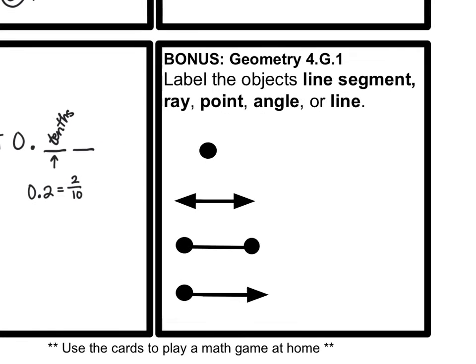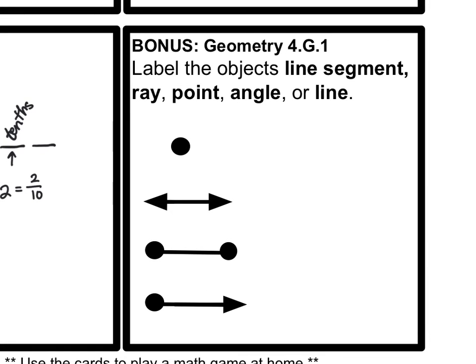All right, last but not least, we have some geometry for today. So I see that we either have a line segment, a ray, a point, an angle, or a line. So all you have to do next to the right shape is write out what it is. So this first one is a point. Okay. The next one, because I see that it has an arrow on both sides, so I see it goes forever in this direction and it goes forever in this direction. That means that it has to be a line.